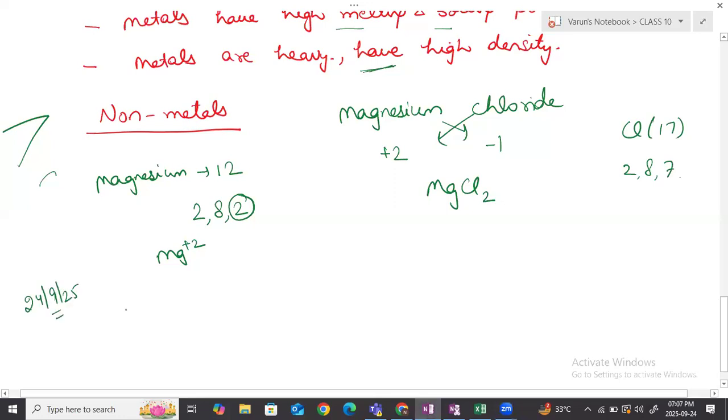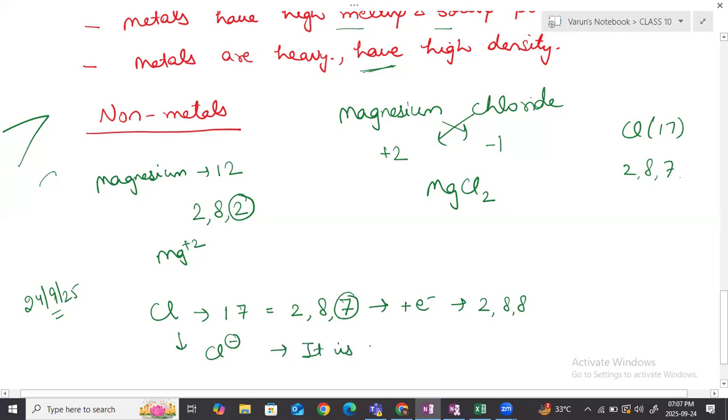As we can see, non-metals lie in the p block. Suppose I take the example of chlorine. Chlorine has atomic number 17, which means its configuration is 2, 8, 7. Now if chlorine wants a stable configuration, meaning 8 electrons in the outermost shell, it will accept 1 electron. Correct? And if it accepts 1 electron, its configuration will be 2, 8, 8. It means chlorine is getting converted into Cl minus. Is it clear? As chlorine is accepting an electron, it is electronegative in nature, or we can say that non-metals are electronegative in nature.